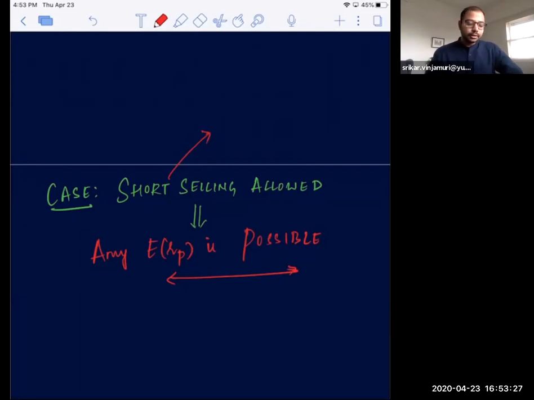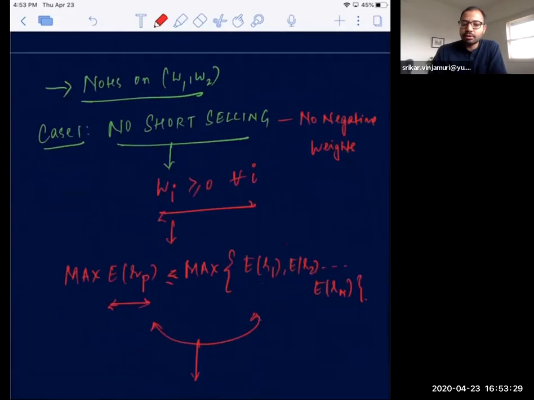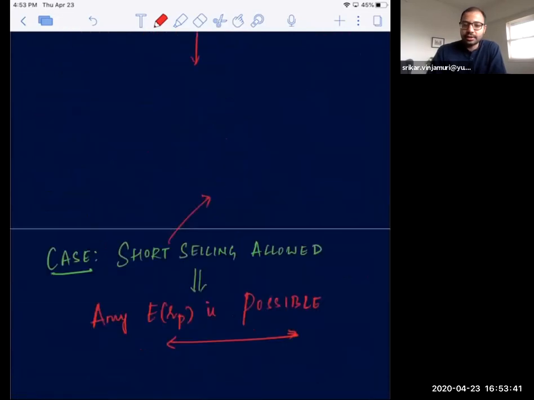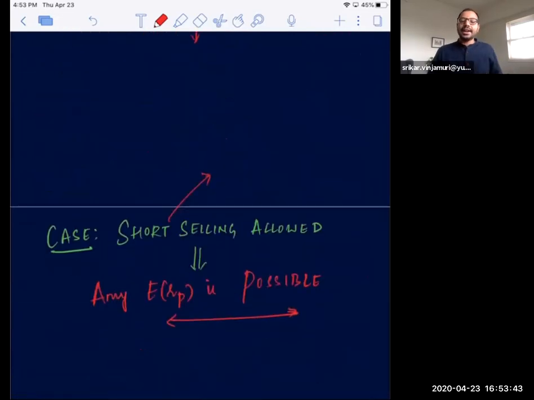All right. So when we don't have short selling, the maximum expected return on the portfolio is constrained by the asset with the highest expected return. So you take all of your money, put it there, and that's the best you can do. But if you allow for short selling, then you can generate any expected return on the portfolio that you want by choosing the appropriate weighting scheme, right?